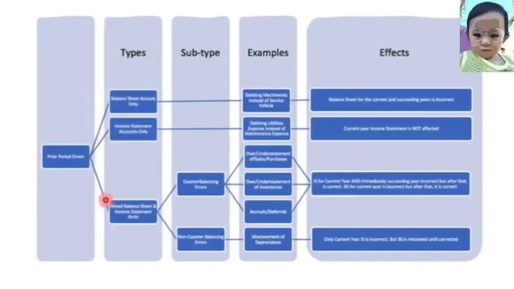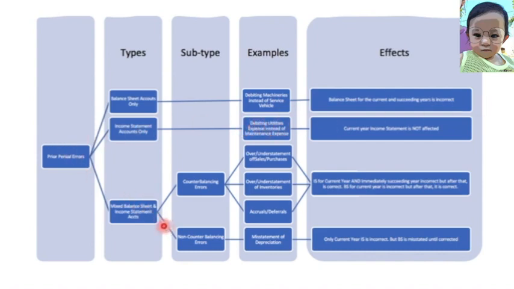So prior period errors, you have balance sheet accounts only, income statement accounts only, and mixed balance sheet and income statement accounts only. We're going to discuss this line by line. So balance sheet accounts only, you have an example, debiting machineries instead of service vehicle. So balance sheet for the current and succeeding years would be incorrect. We'll show that later. Then you have income statement accounts only, which only involves income statement accounts.